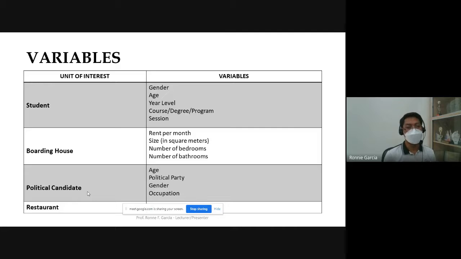These are variables. Example is age. Another is political party. Gender is another one. Occupation is another one. Who can give me another example of variable under political candidate? Camacho.